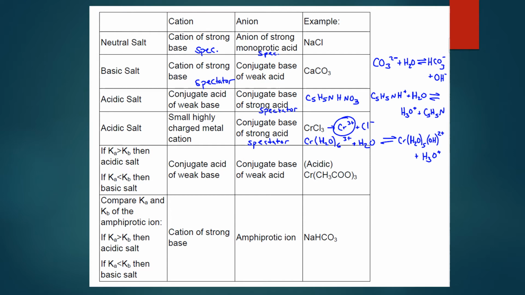The last situation is if we end up with an amphiprotic ion. So you can see here an example of an amphiprotic ion. If we have sodium hydrogen carbonate, the sodium is a spectator ion, but the hydrogen carbonate can act as an acid or a base depending on the solution. With the hydrogen carbonate, we're going to look at its Ka, and compare it to its own Kb. If the Ka is higher, it'll act as an acidic salt. If the Kb is higher, it'll act as a basic salt.